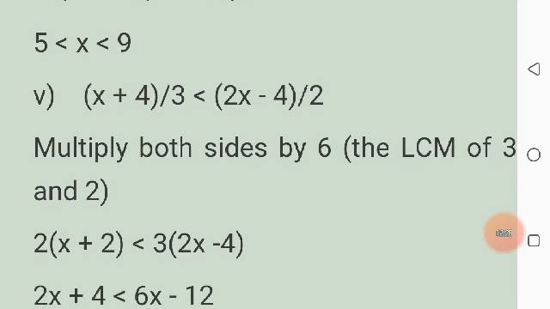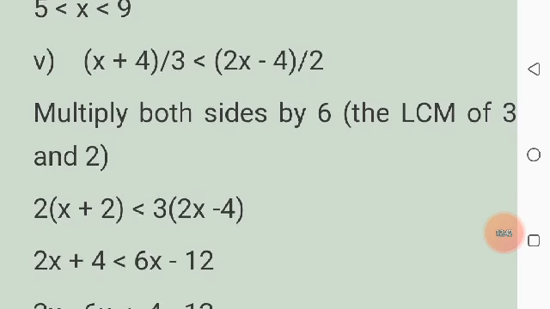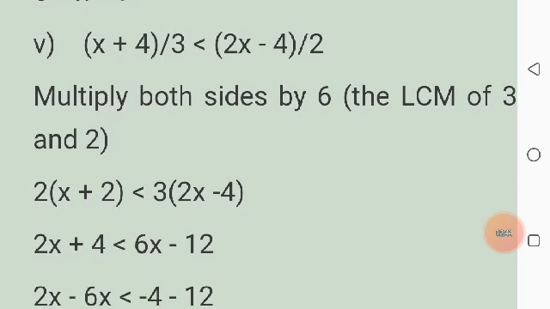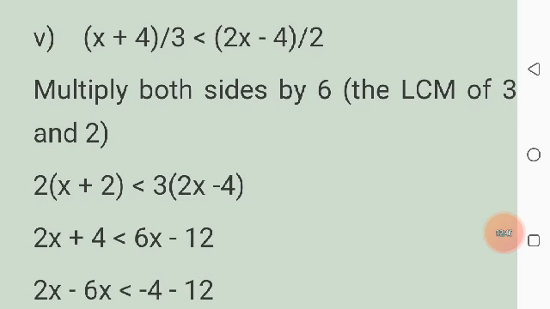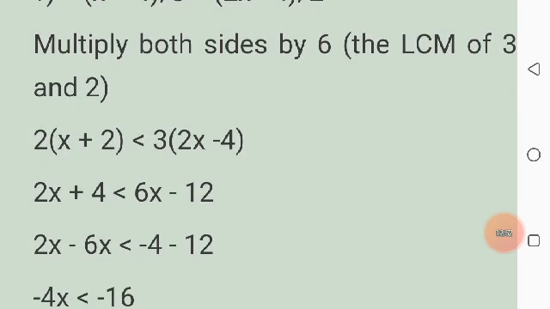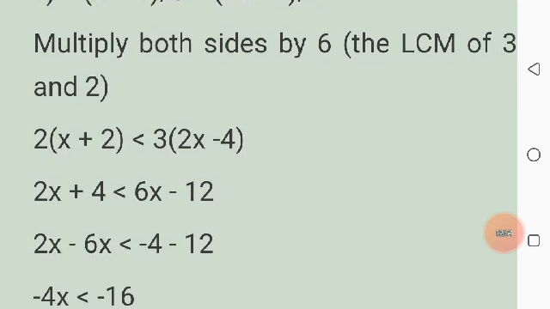Right? So that will give us, when we open the brackets, 2x plus 4 is less than 6x minus 12. Simplifying further by collecting like terms, we have 2x minus 6x is less than minus 4 minus 12. And that will give us minus 4x is less than minus 16.